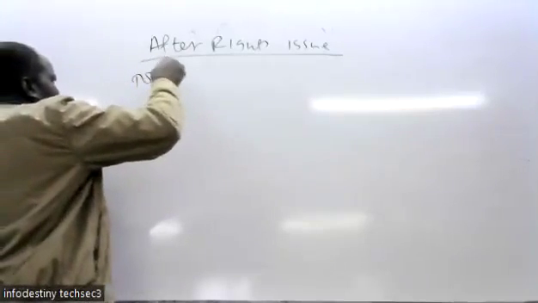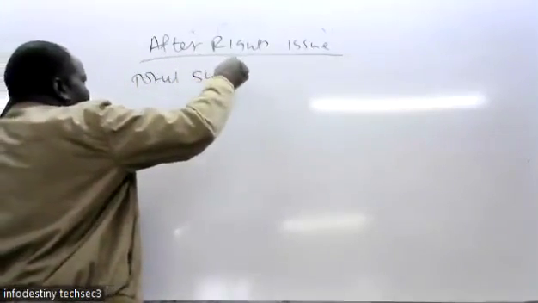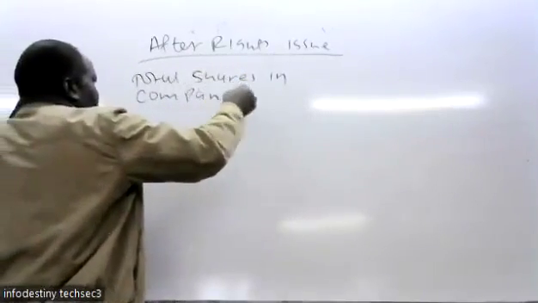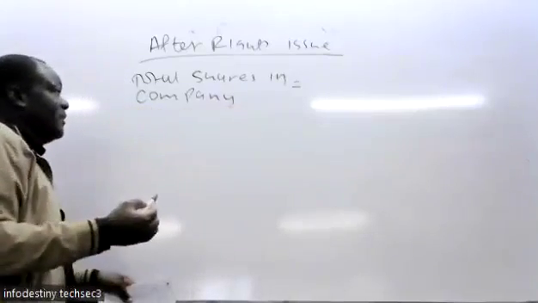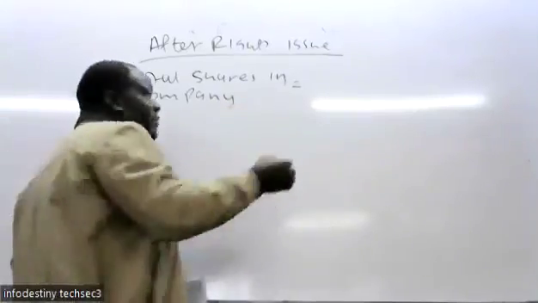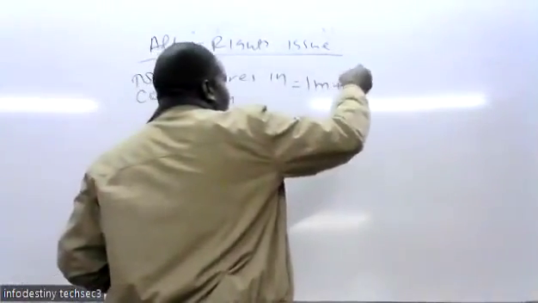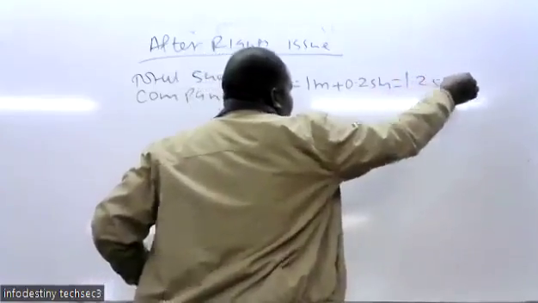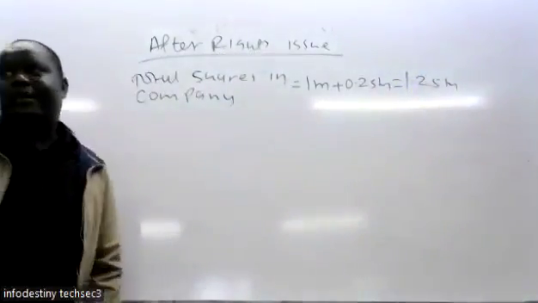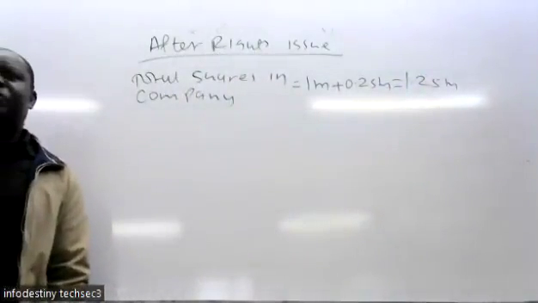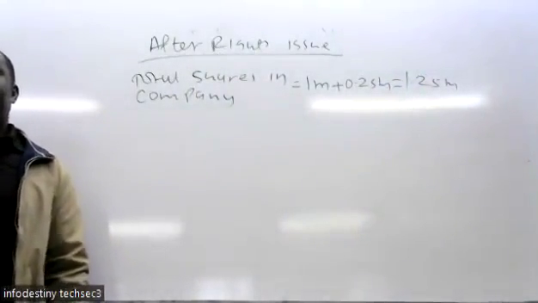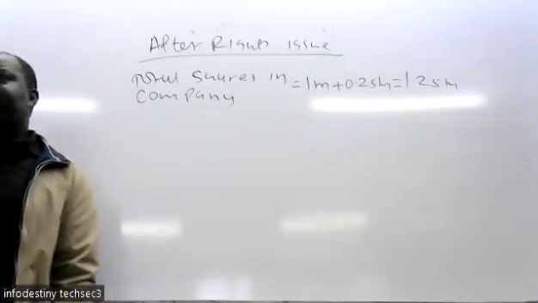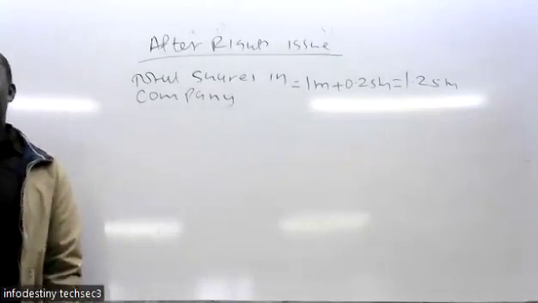We start with the total shares in the company. Remember, 1 million plus 0.25 million. The existing number of shares is 1 million, but they issued 250,000 shares. When you add them together, they come to 1.25 million. Those are the total number of shares after the rights issue.